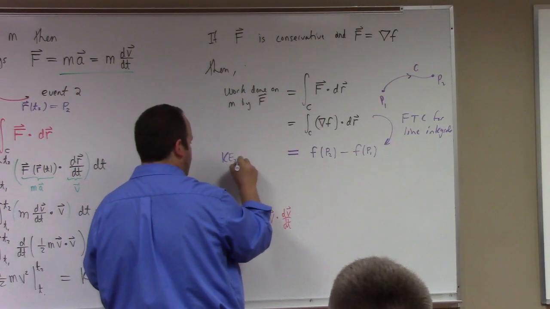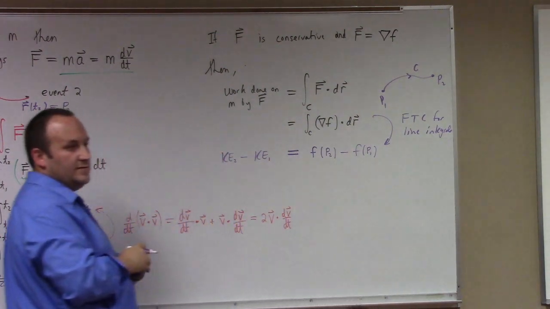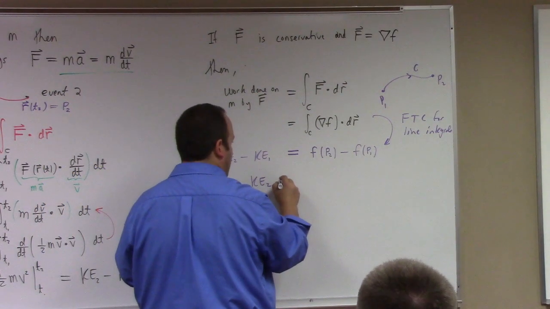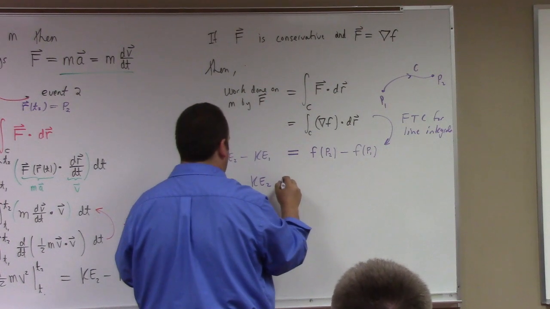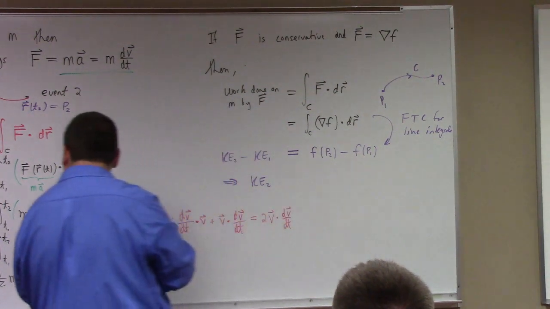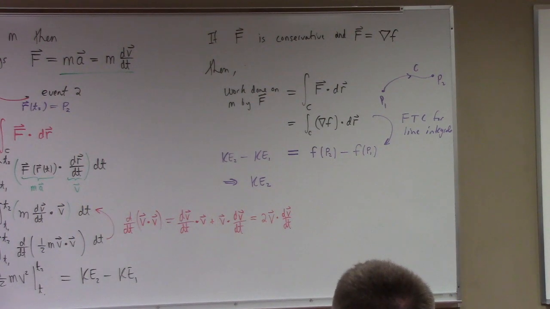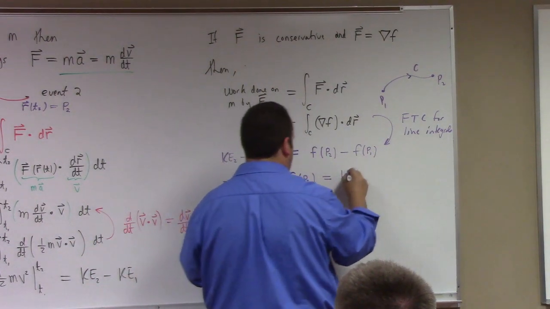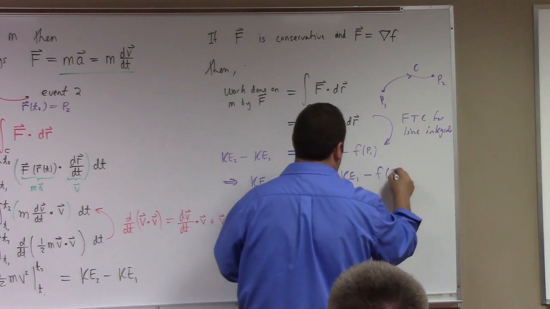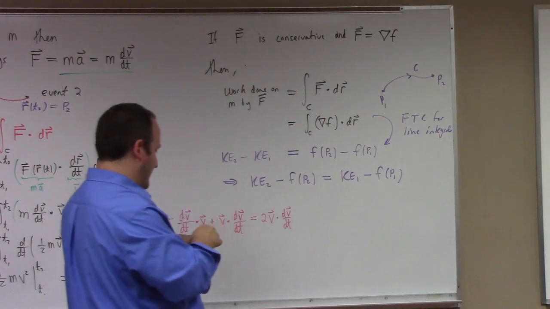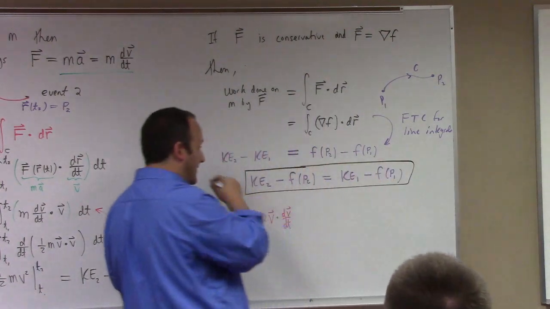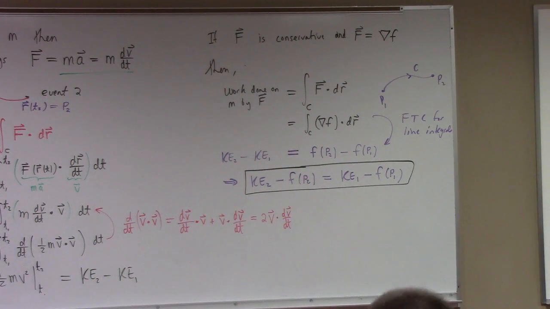Kinetic energy 2 minus kinetic energy 1, right? And so what do we get? This implies that kinetic energy 2 minus f of p2 is equal to kinetic energy 1 minus f of p1, which you all recognize as conservation of energy, right? I'm joking. You just shouldn't recognize that as conservation of energy, because conservation of energy says that the kinetic energy minus the potential energy is constant.